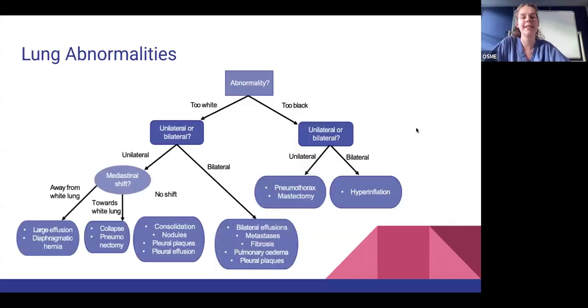So a good little tree to help you decide what's abnormal in the lung. You can just have a look at this one for a second and then go back over this in your own time. We'll be covering 11 of these today.